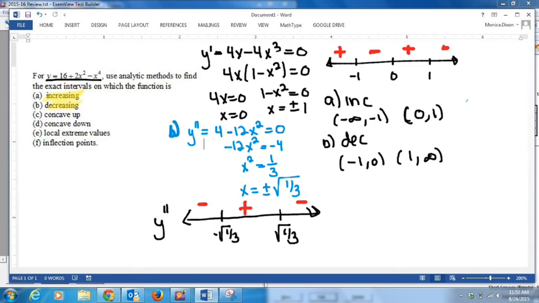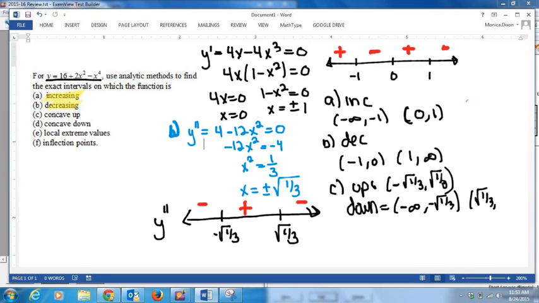a negative. So that means that my function is concave down, concave down, concave up, concave down. So it's concave up in the interval between negative square root of 1/3 and 1/3, and it's down on the other intervals. The next question says, where do the local extreme values occur?